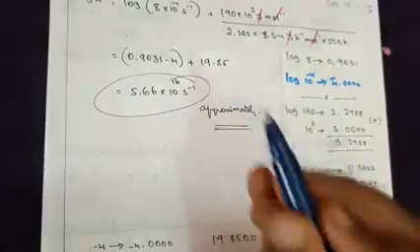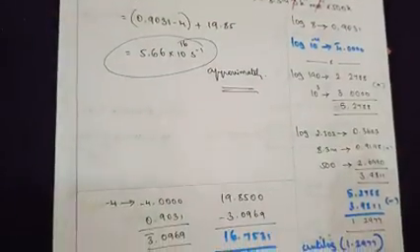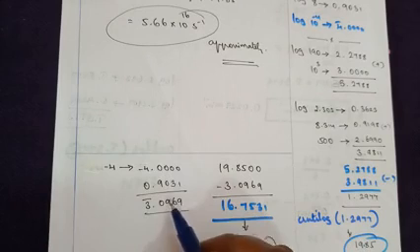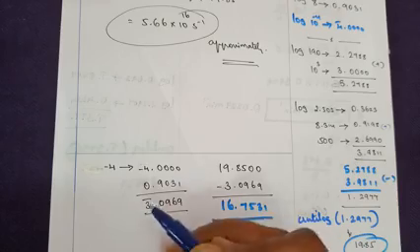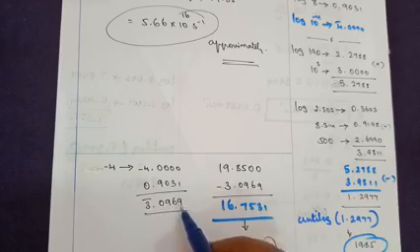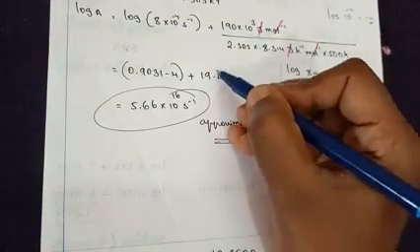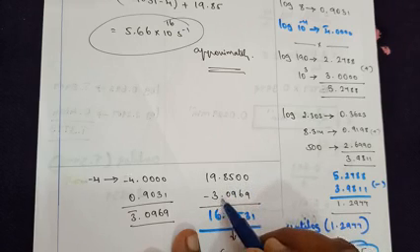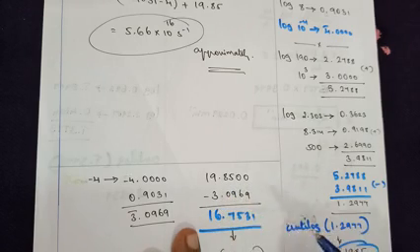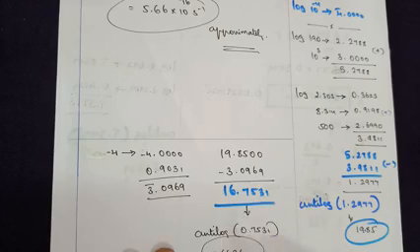Now here again we have to do the calculations. Minus 4 and 0.9031: this is a positive number, this is a negative number. When you subtract, you get bar 3, or minus 3.0969. Now this is a positive number given to you here, so subtract it from 19.8500 minus 3.0969. When we subtract, we get 16.7531.